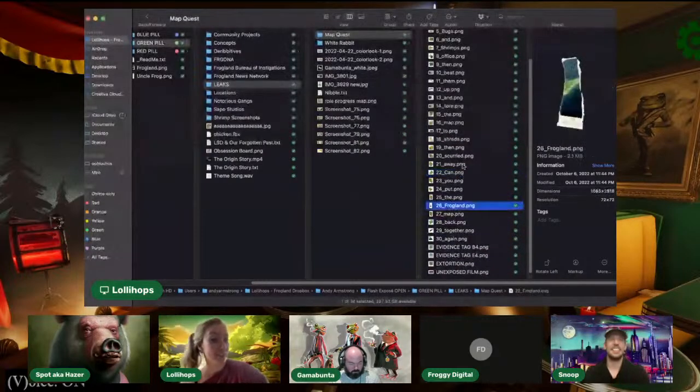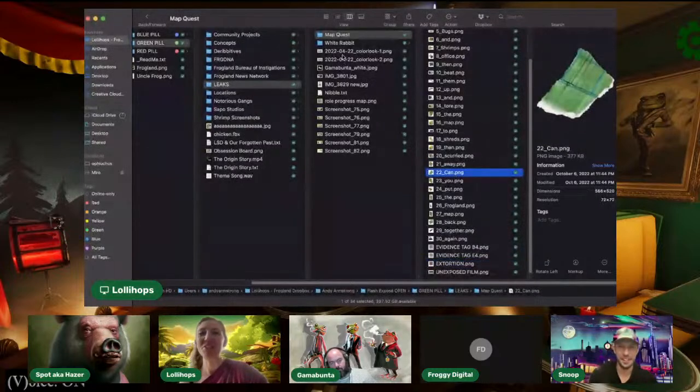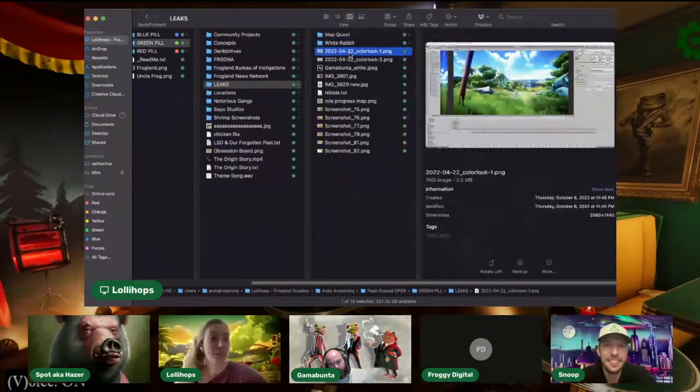Well, they're not in number order. It's just a hint of a direction. There you go. We have a white rabbit folder, which I am not going to go into because that would be no fun.